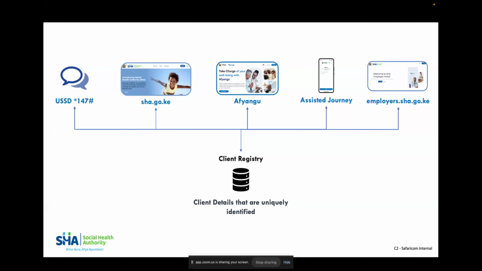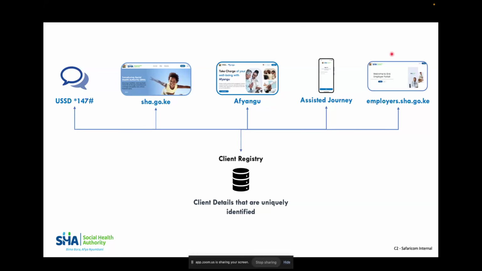As you can see here on the slide, there are 5 registration channels. The first channel is the USSD channel, followed by the sha.go.ke website, as well as the Afyangu patient client portal, a sister journey which is predominantly for SHA agents and CHPs, and then lastly the employers portal, which enables employers to add their employees under SHA.